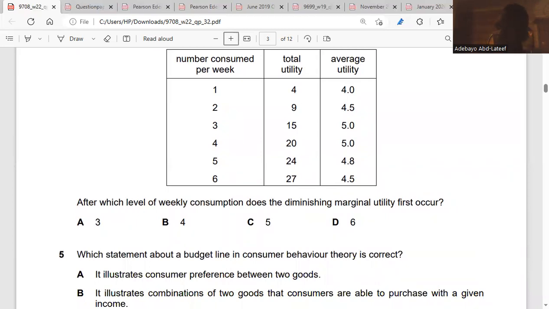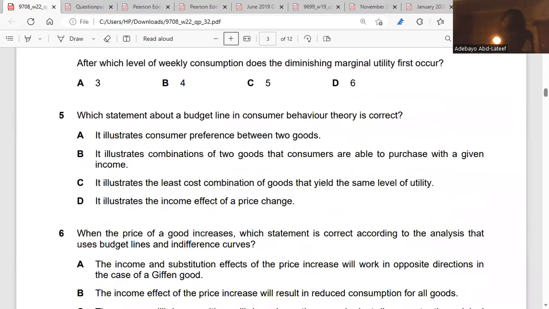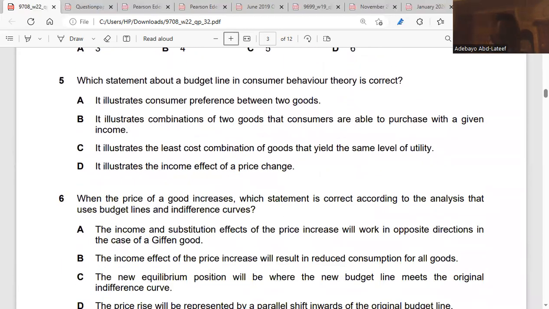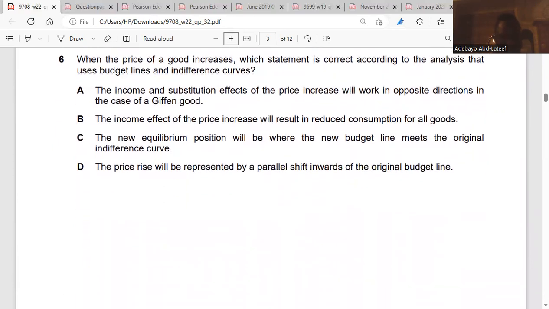The law of diminishing marginal utility talks about when your utility starts increasing and it falls again. So at 3, it's 5. At 4, it's 5. At 5, it starts reducing again. That's the law of diminishing. So the answer is A. Question 5. Which statement about a budget line in consumer behavior theory is correct? We talked about the budget line the other time. It talks about two goods, when you combine two goods that you are able to buy with your income, which is B. Clear? Very clear.